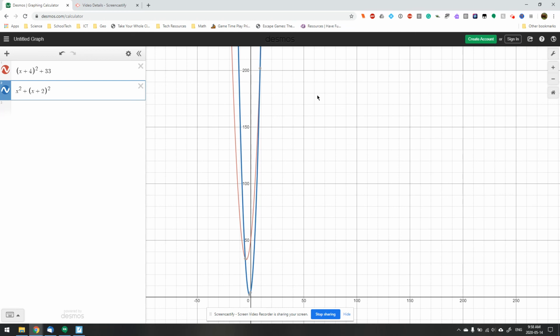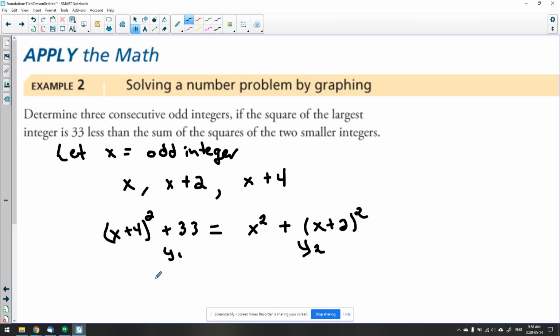So we have our two intersection points right here at -5 and right here at +9. So x equals -5 or x equals 9.